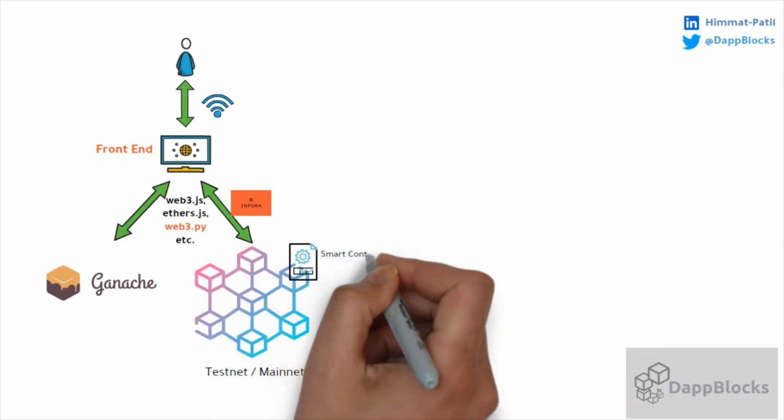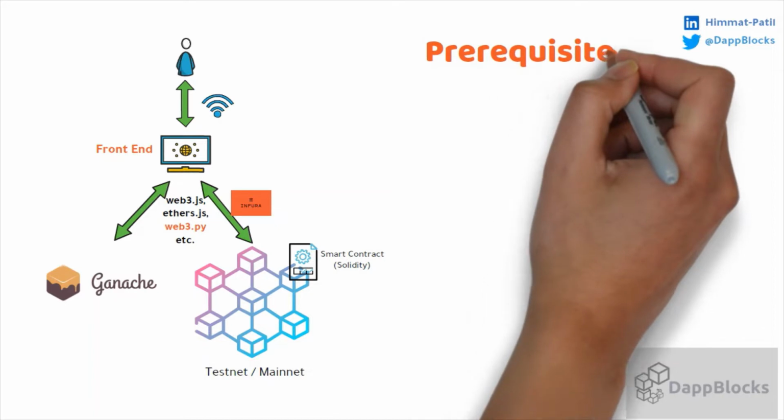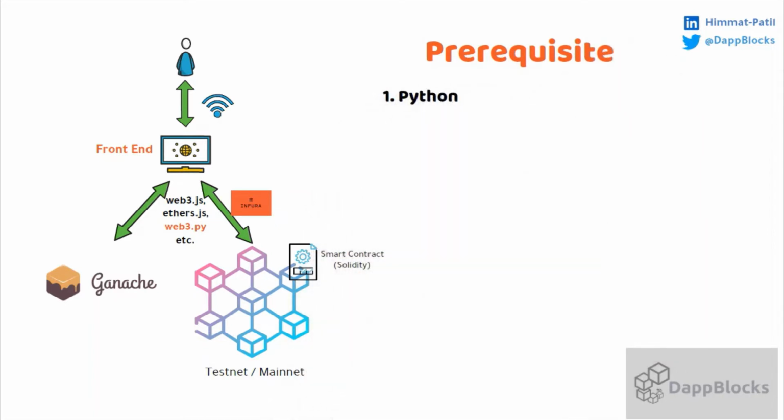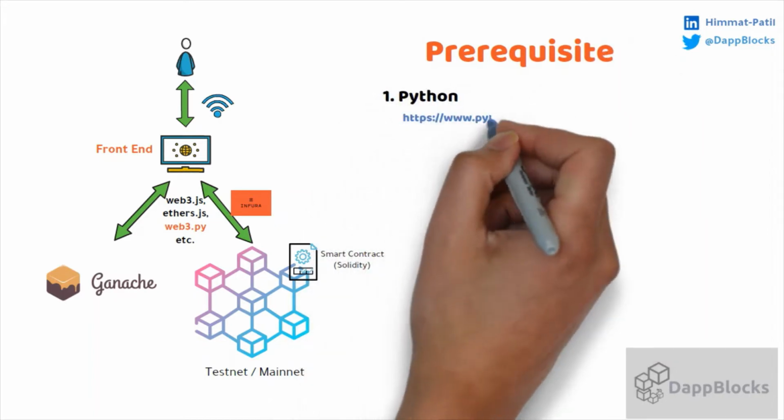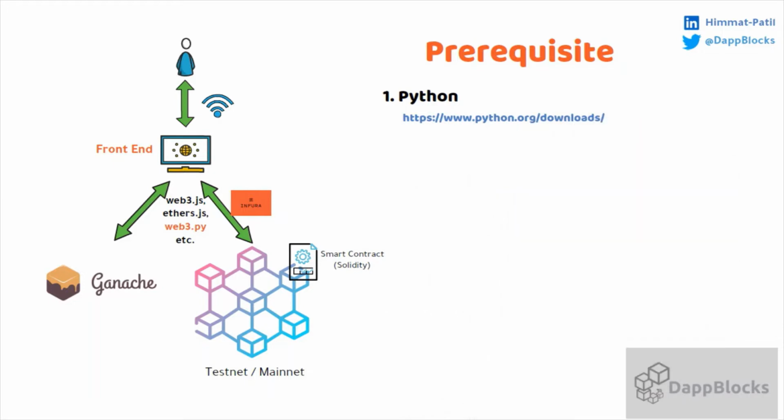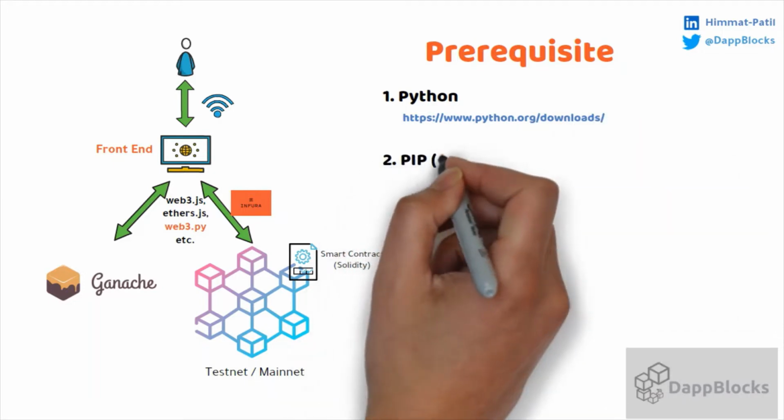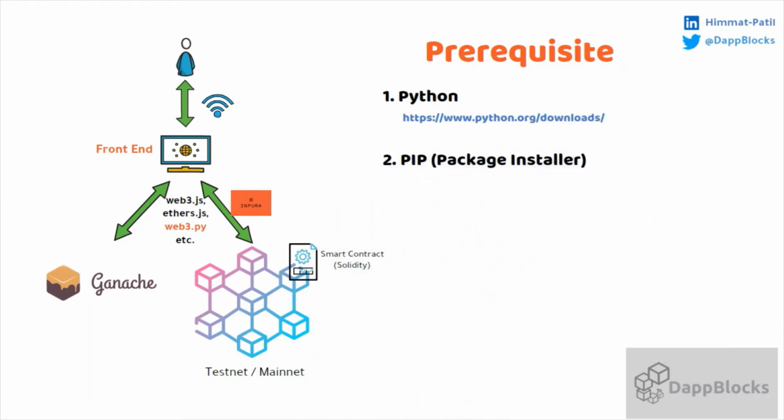Let's get started. Prerequisite. First, Python. Install the latest version of Python. You can download it from python.org. Second, the package installer pip. Pip is a utility to manage package installations from the command line. If you have installed Python 3, then pip is installed by default. If not, then you need to install it. You can check whether pip is installed or not by using the command pip --version.